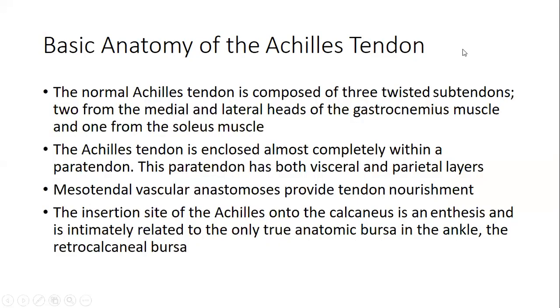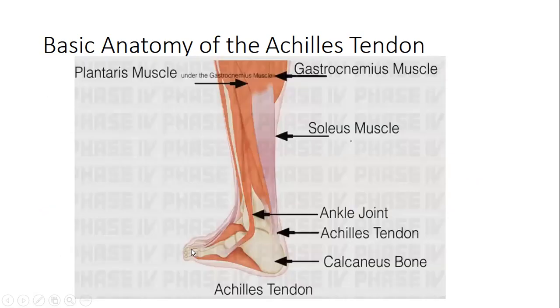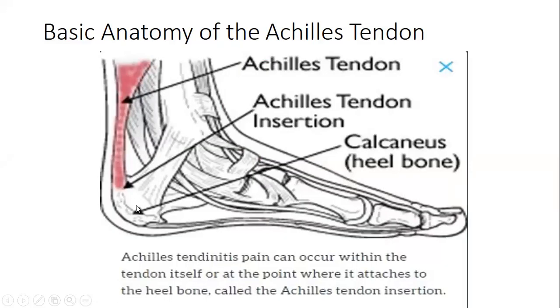It is enclosed almost entirely within a paratendon. The paratendon has both visceral and parietal layers. The insertion site of the Achilles onto the calcaneus is an enthesis and is intimately related to the only true anatomic bursa in the ankle, the retrocalcaneal bursa. So this is the retrocalcaneal bursa. I think we have a better picture here. This is our calcaneum, our retrocalcaneal bursa is somewhere here. This is where it will insert into the calcaneum.